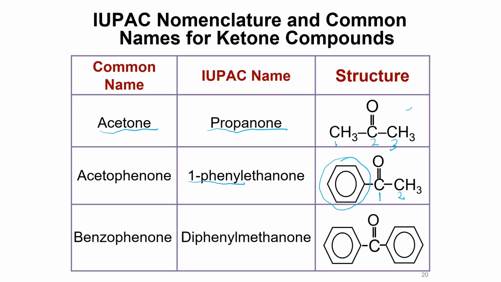This structure is a ketone because it has carbon double bond O and has 2 aryl groups on both sides. So the IUPAC name for this structure is diphenylmethanone and the common name for this structure is benzophenone.